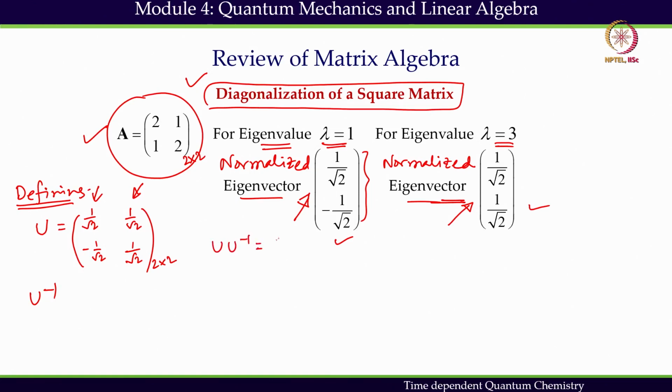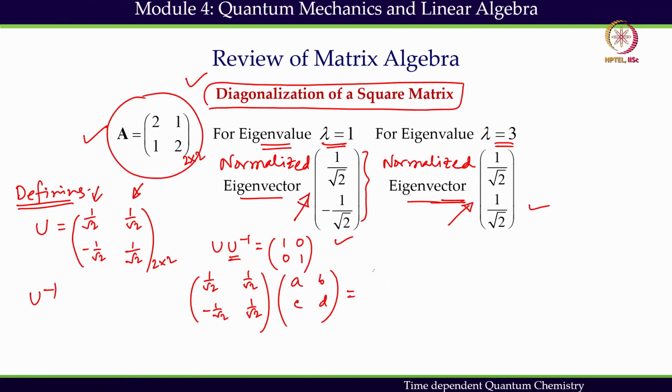U inverse times U is always going to be a unit matrix, so 1 0 0 1, the diagonal elements should be 1. How can I get that? I have to just multiply. Let us say I have this matrix 1 by square root of 2, 1 by square root of 2, minus 1 by square root of 2, 1 by square root of 2, and then the inverse I say A, B, C, D. I do not know the value of each element, but I know the final form is going to be 1 0 0 1.